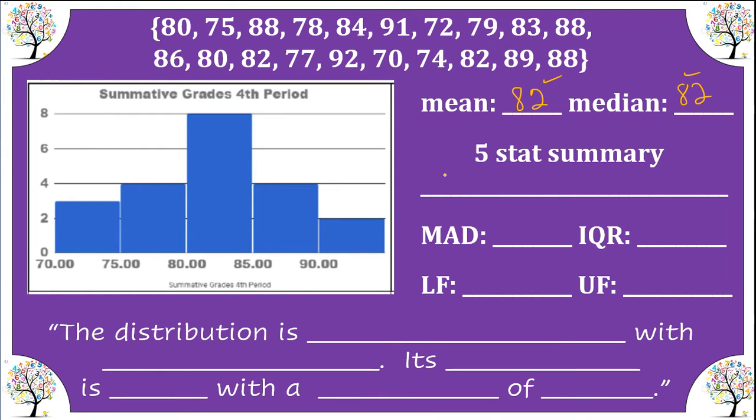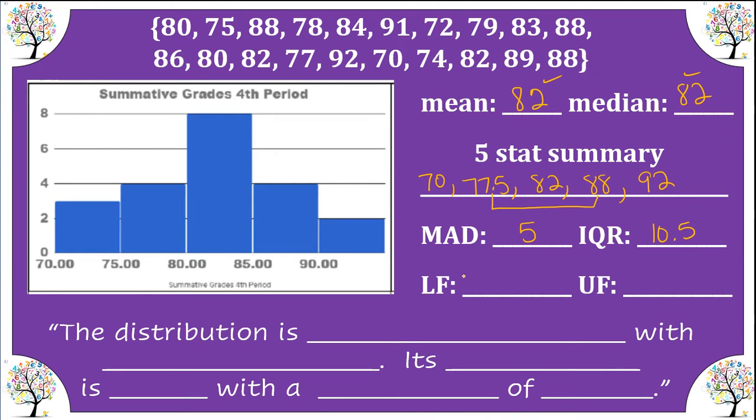Our 5-stat summary is going to be 70, 77.5. That's Q1. Our median, we said, was 82. Q3 is 88, and our maximum value is 92. When we find the IQR, the difference between Q3 and Q1, we get 10.5. The MAD is going to be 5. When I determined if the lowest score was an outlier, so let's look up here, our lowest score looks to be 70, but let's make sure.